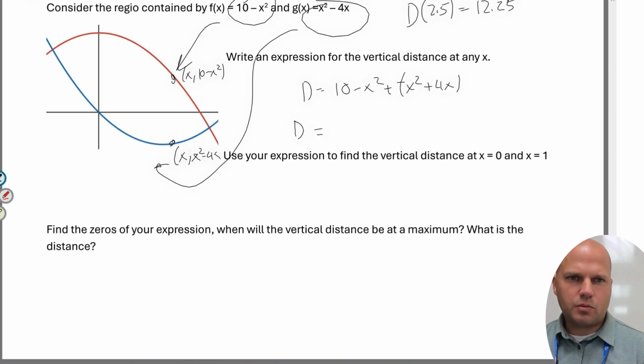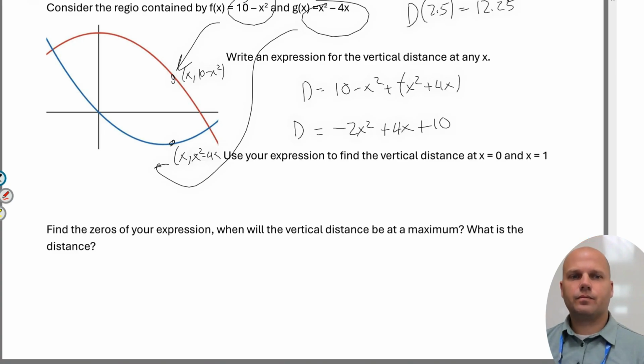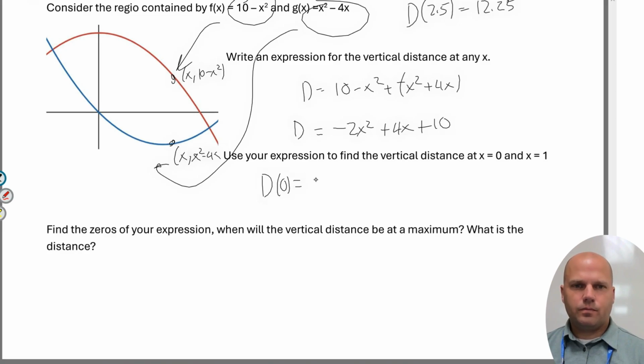Simplify, subtract, and add. I'd get negative 2x squared plus 4x plus 10. Use my expression to find the vertical distance at 0 and at 1. Well, at 0, I'd get 10. That's easy. At 1, I get 10 plus 4 minus 2, which is 12. You could also double check that. If you plug in 0, you get 10. If you plug in 0, you get 0. Great. Yep. So I have 10 to 0 is 10.